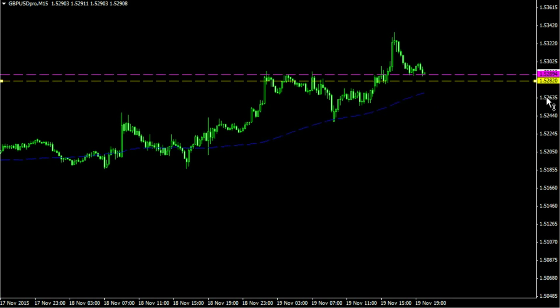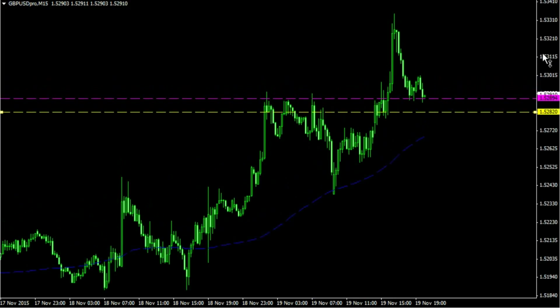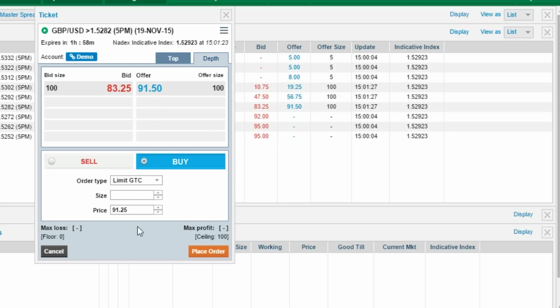Now, if we zoom back into our charts, we can see it looks like it's further down, right? And we are on a 15-minute chart. So that's basically where the price has to go before we even consider exiting the trade. So I'm going to go ahead and place the trade right now.